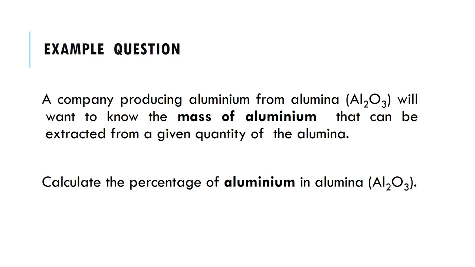So again, now we've been given the formula of the compound here, alumina, which is Al2O3, and we want to know the mass of aluminium that can be extracted given a quantity of alumina. Well, if that's the case, what we want to do is work out the percentage aluminium. If we work out the percentage, we can then work out that percentage as a mass of anything and work out how much aluminium we would get.